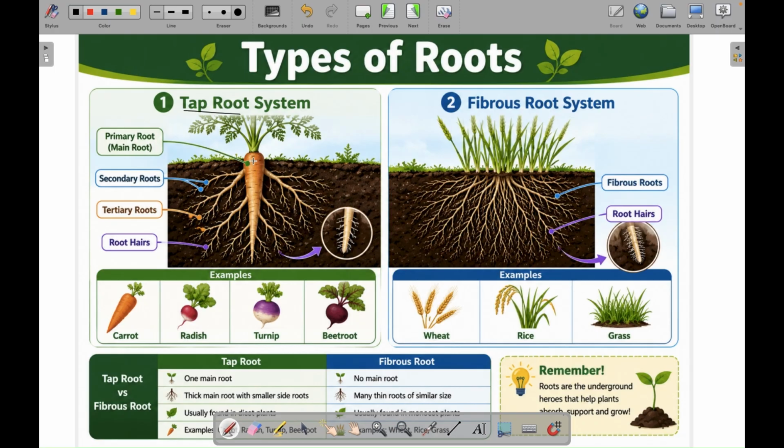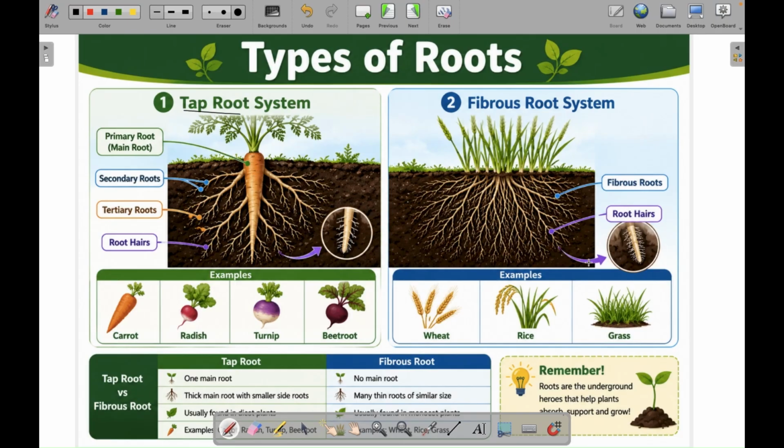Right, so the first difference was that there is a main root. Here we don't have any main root. Then from the main root, you have branches of side roots coming out, which are smaller than the main root. Here you don't have any such branching because all roots are the same. Now, let us look at the components of the taproot system.